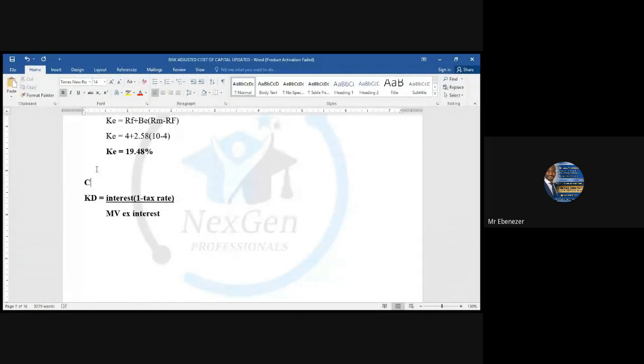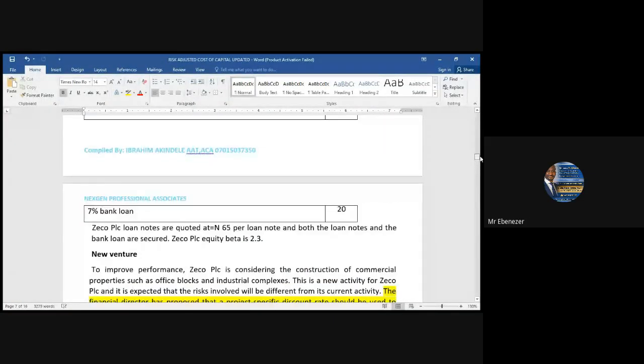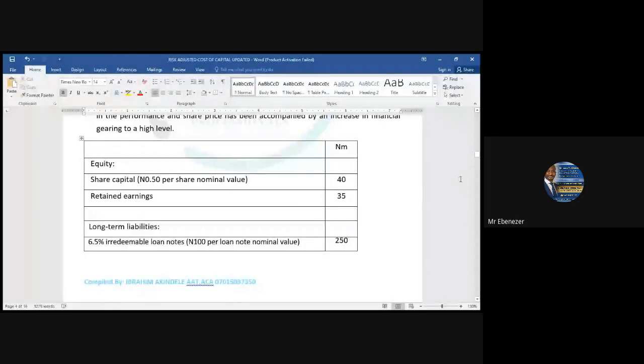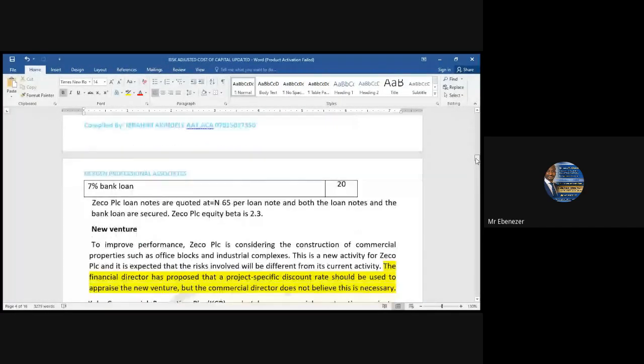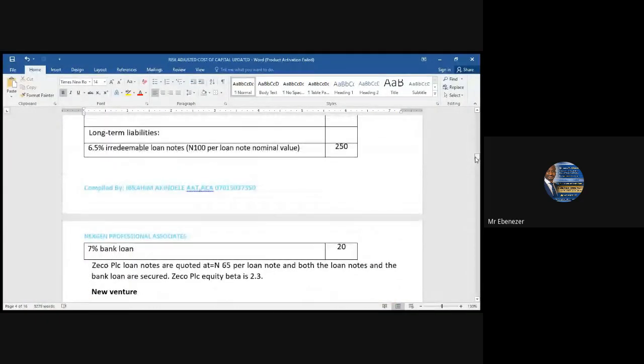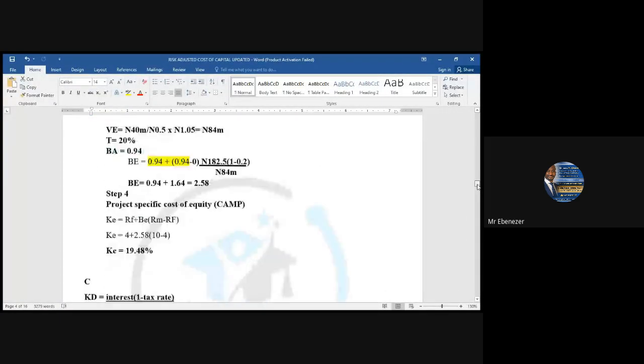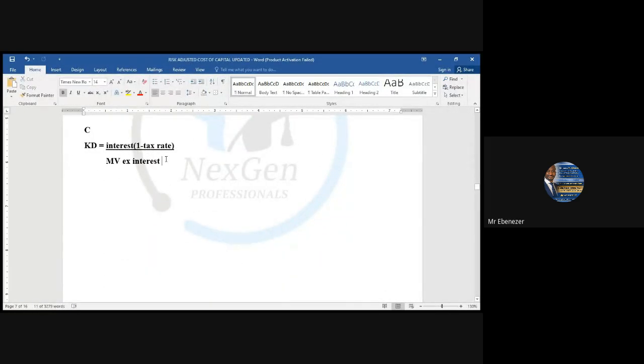So what is the interest rate attached to these debts? Irredeemable debt, right? 6.5. So the interest rate is 6.5. The tax rate still remains 20%. This is for the loan note. This is the current price of 65 naira per loan note. So you can use that to prove how it will actually affect the company.